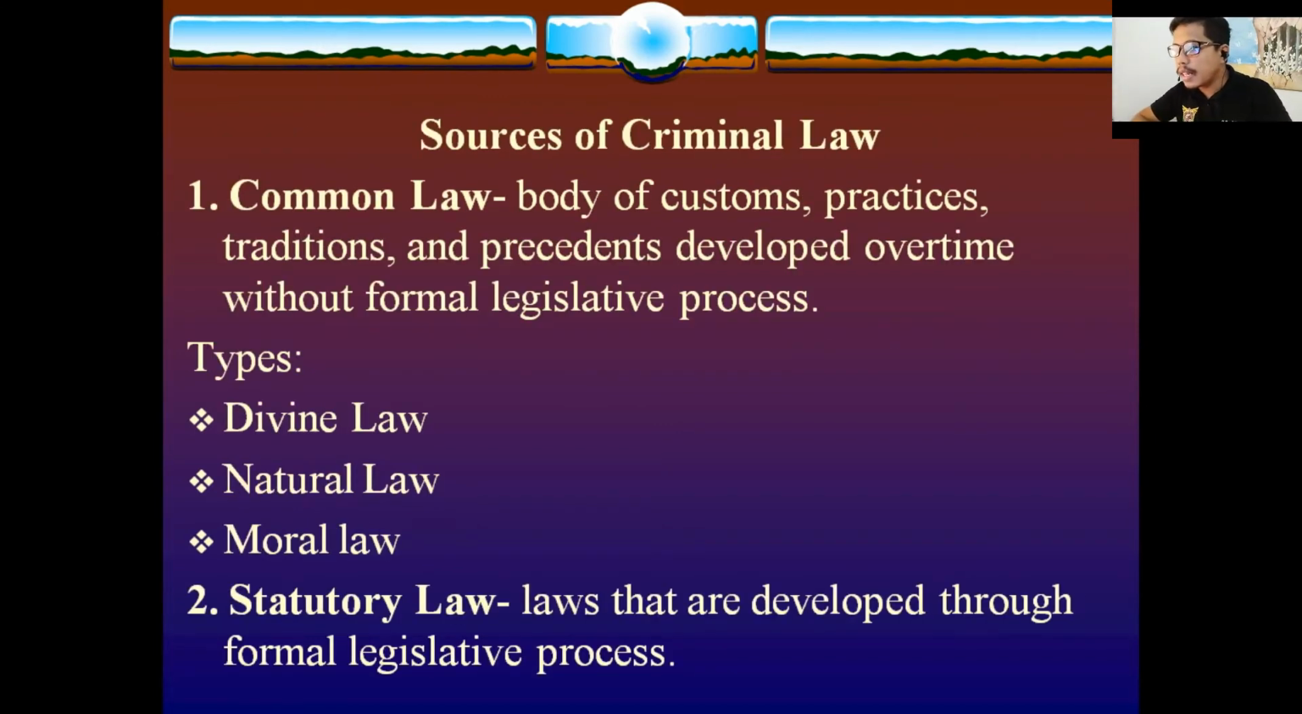Now we have general sources of the criminal law. One is common law, the other one is statutory law. So when we say common law, this refers to our body of customs, our practices, our traditions, and precedents developed over time without formal legislative process. So basically, when you say common law, these are the laws that were present since the beginning of time.